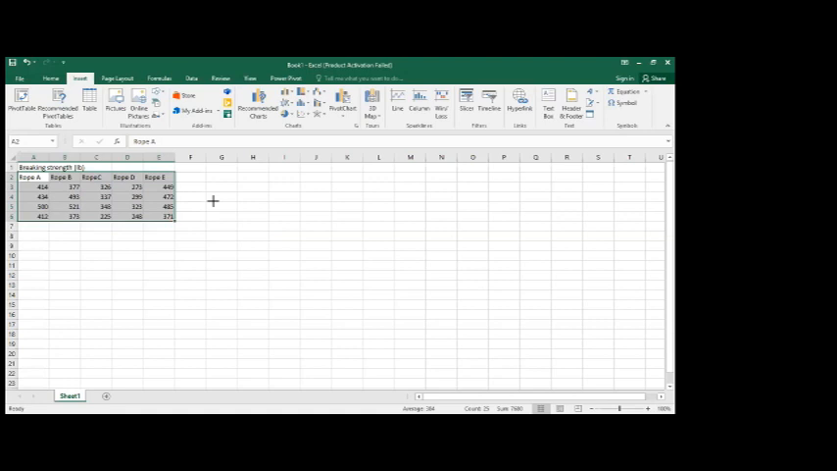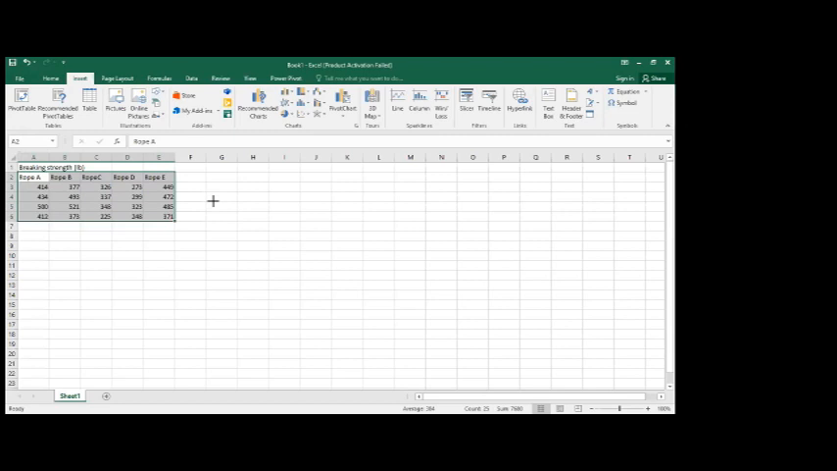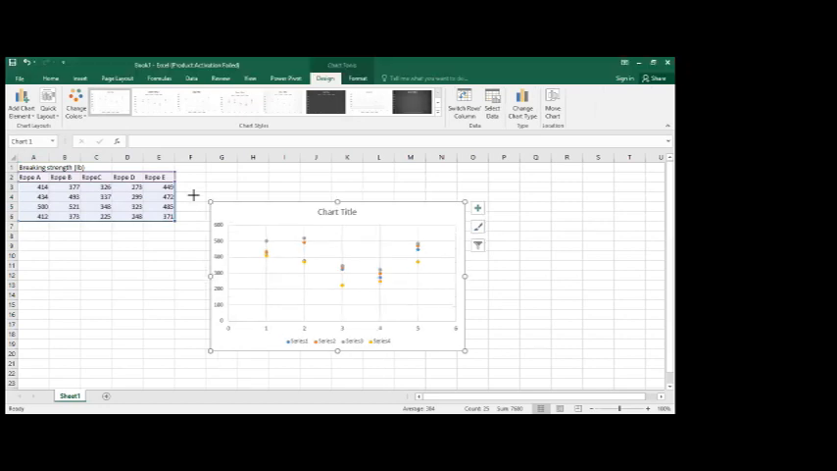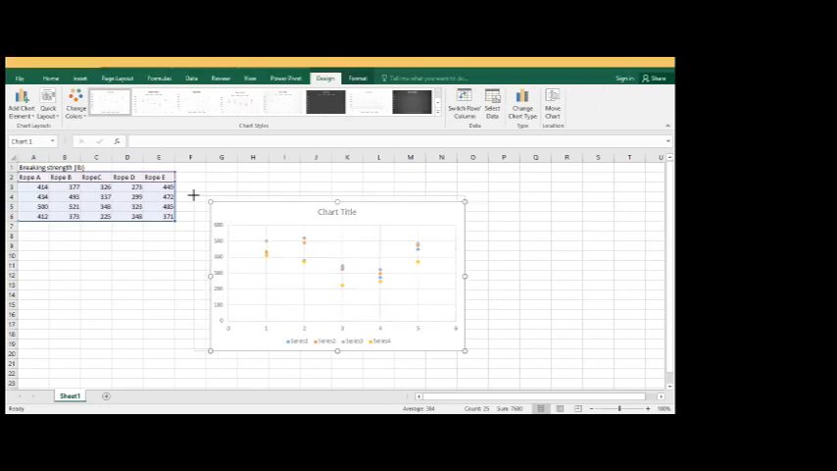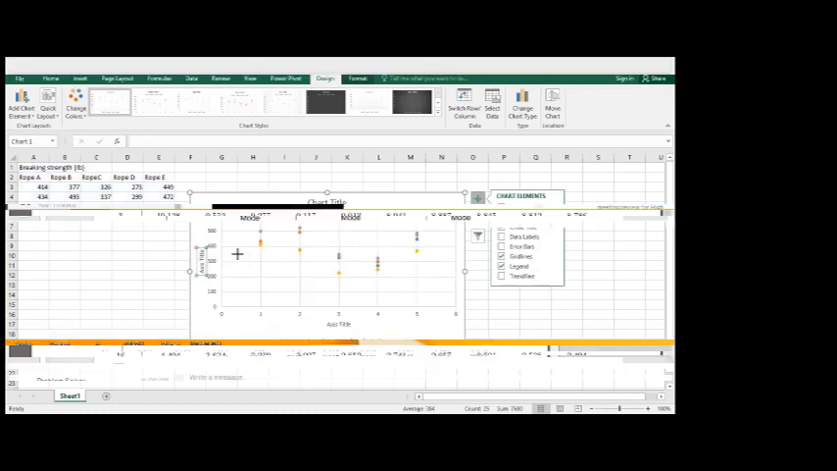So let me draw its graph. She will draw a graph before conducting any analysis. Always examine your data graphically.